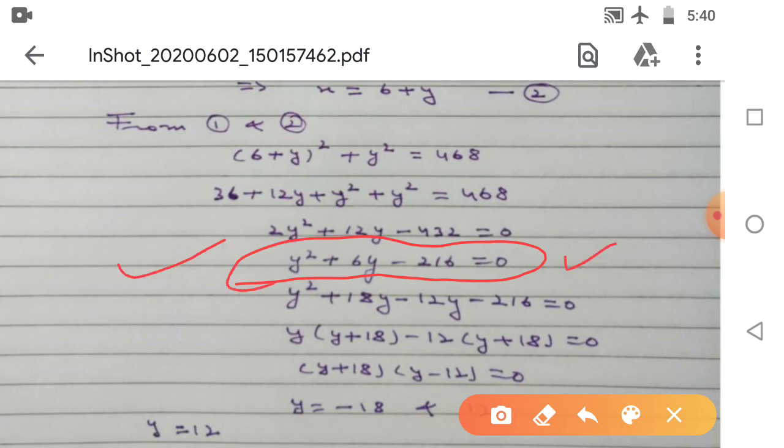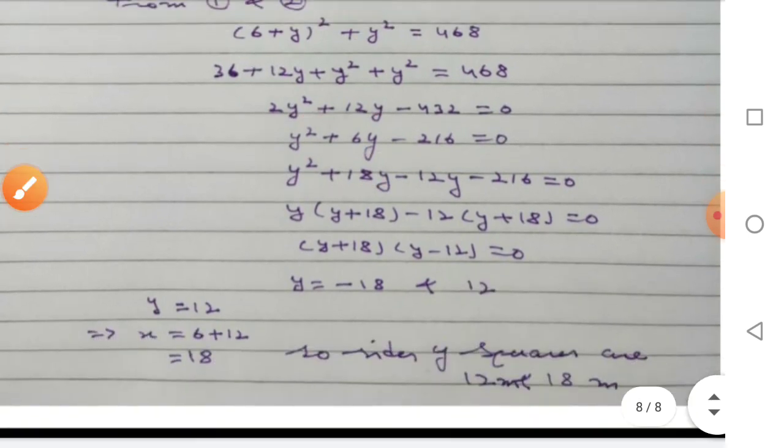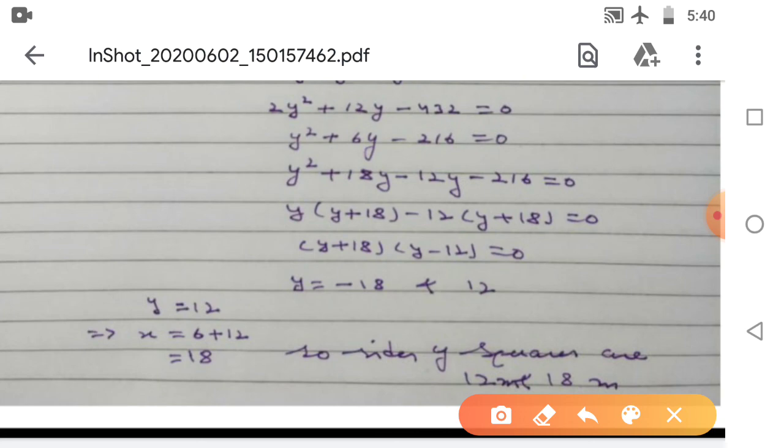By splitting the middle term, we get two factors as plus 18y and minus 12y, and out of the first two terms you take y common. So, it becomes y into y plus 18 minus 12 into y plus 18 is equal to 0. So, y plus 18 into y minus 12 is equal to 0. So, we have two values of y, one is y is equal to 12 and the other is y is equal to minus 18. When you take the value of y as 12, x comes 6 plus 12, that is 18. So, the value of x is 18 and the value of y is 12.